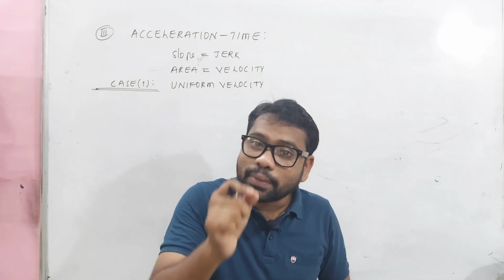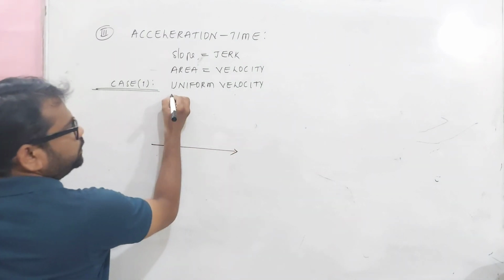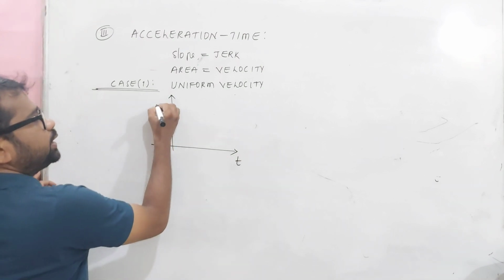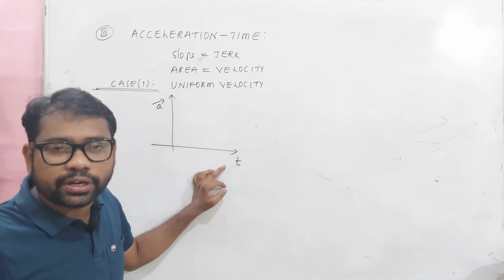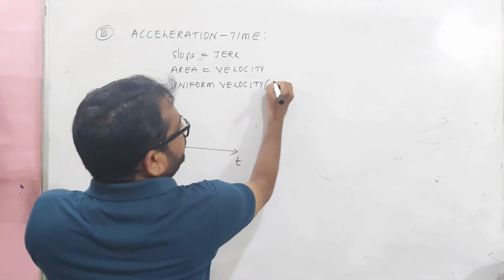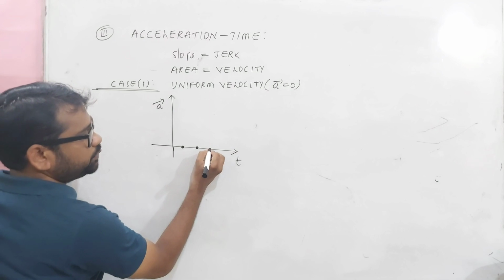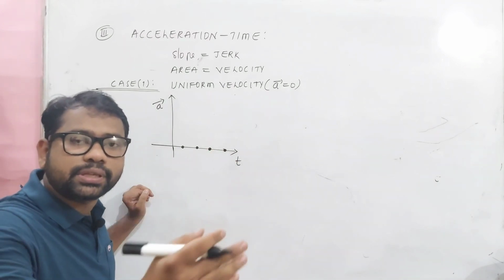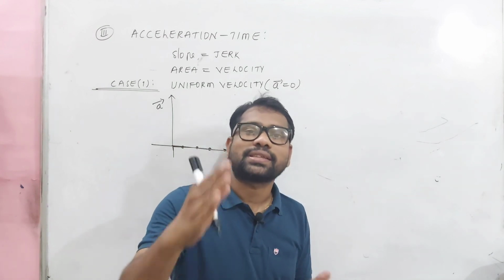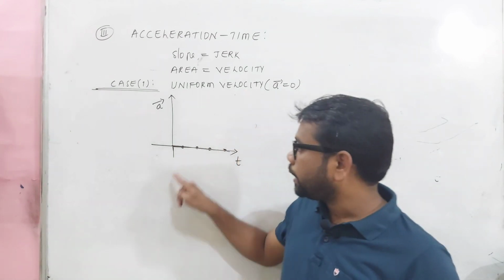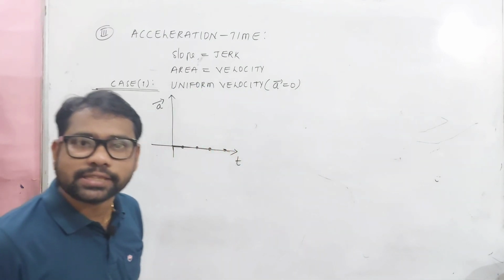Then how the acceleration time graph will be if an object is going with uniform velocity? Look at here, children. Time is taken on the x-axis and acceleration is taken on the y-axis, because acceleration is the dependent quantity and time is the independent quantity. Uniform velocity means at every point acceleration is 0 only. After 1 second, 2 seconds, 3 seconds, the acceleration will be 0 only. When you plot a graph, dear children, you will get a straight line which is coinciding with the time axis. Which means acceleration is 0 at every point, and acceleration 0 means the body is moving with uniform velocity. This is case 1 in an acceleration time graph.